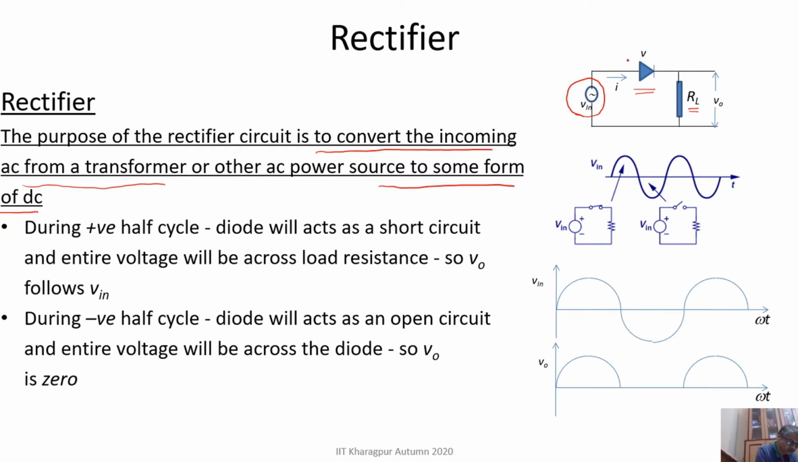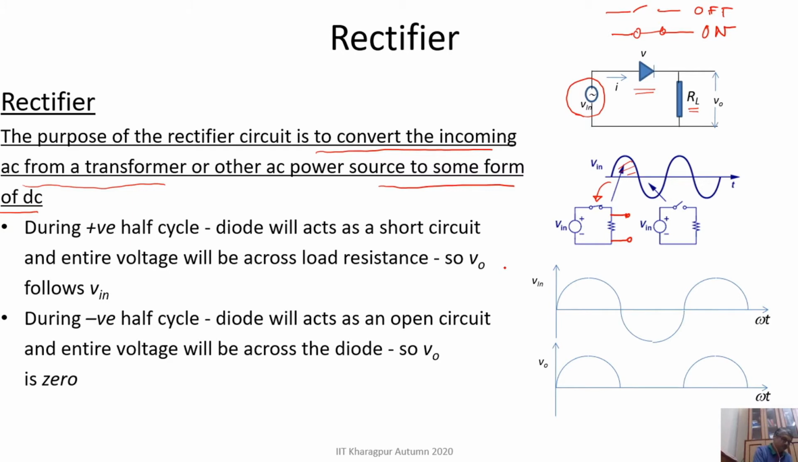We mentioned that when the diode is on, we can replace it with a short circuit, and when the diode is off, we replace it with an open circuit. So we have used that diode model here. When Vin is in the positive half, we can replace the circuit like this, where the diode is on, and so the entire V will be across the load RL.